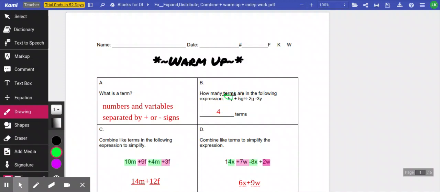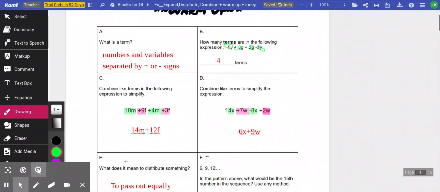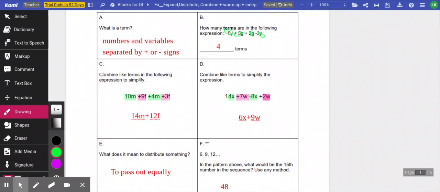1, 2, 3, 4. And they're separated by plus or minus signs. So 5y is 1, 5g is another, 2g is another, and 3y. Scroll down a little. C.